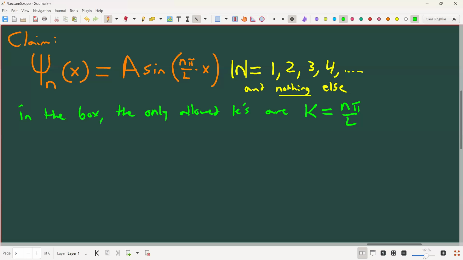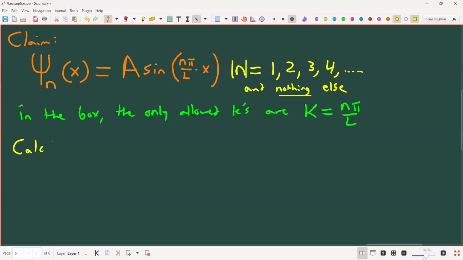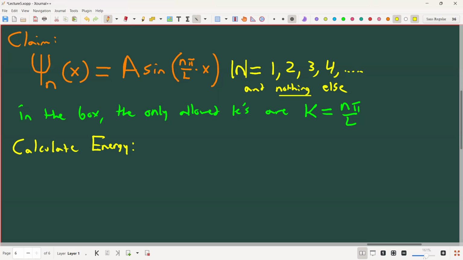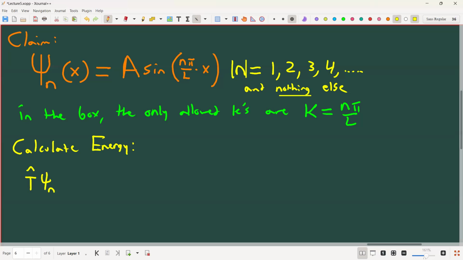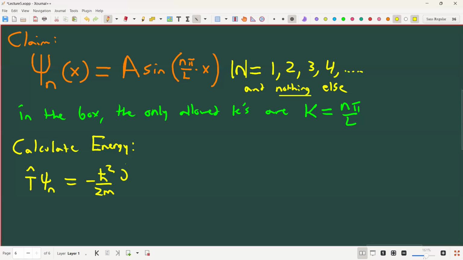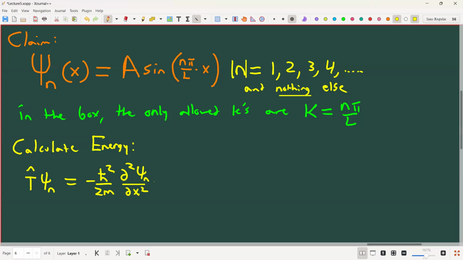That limits things. Now let's look at our energy spectrum. What is the energy of this system? Let's calculate the energy now. We're just going to apply T on psi n. That will give us the kinetic energy by measuring it. That's minus h bar squared over 2m times the second derivative of our wave function with respect to position.